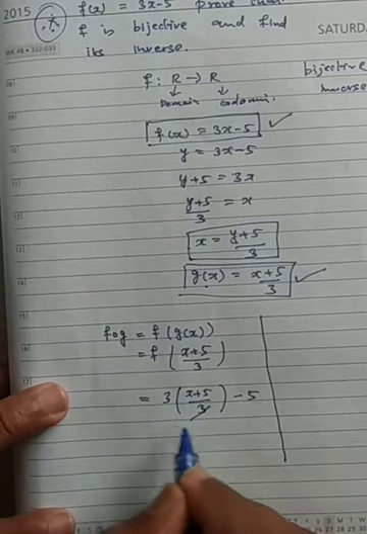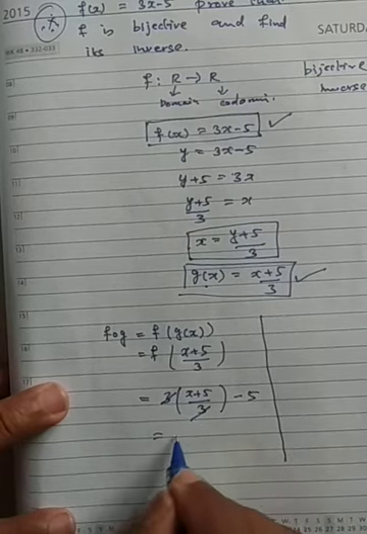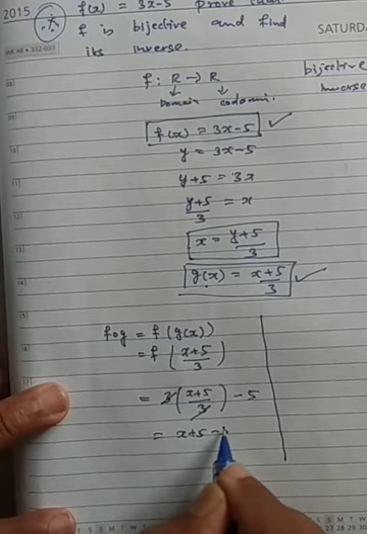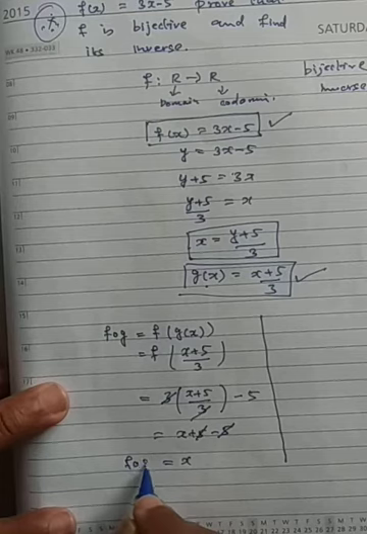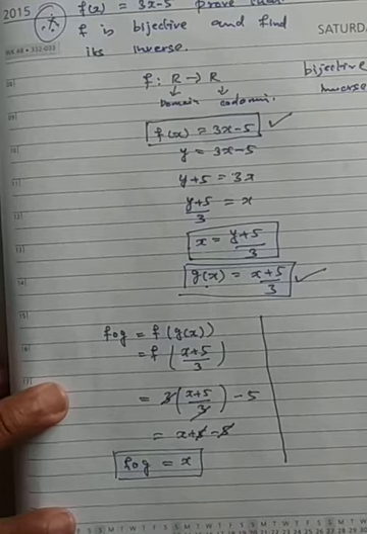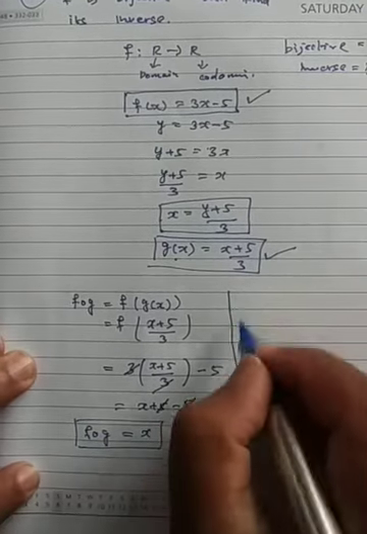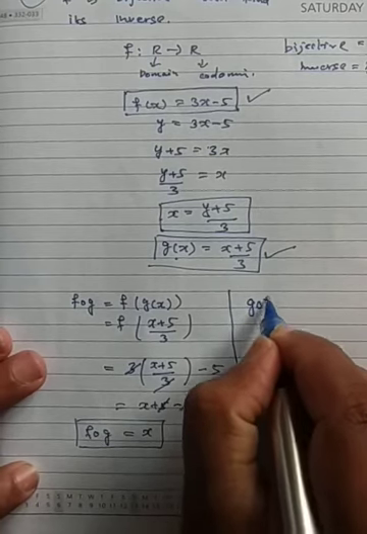So you can see this 3 and this 3 get cancelled. So we are getting x plus 5 minus 5. Plus 5 minus 5 get cancelled. Now we are getting x for f circle g value. Okay. Similarly, now you are going to do g circle f.